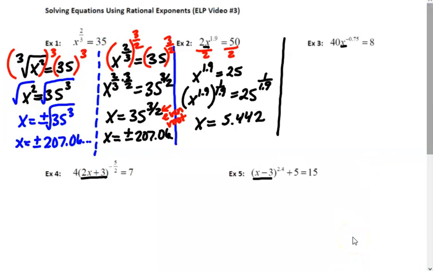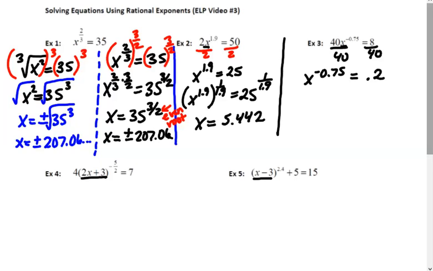Okay, example 3. Once again, I need to isolate the base, so the first thing I'm going to do is divide both sides by 40. So I end up with x to the negative 0.75 power is equal to 8 over 40, which is 1/5 or 0.2. So if you want to, you can do that, or you can just leave it as 8 over 40. It really doesn't matter.